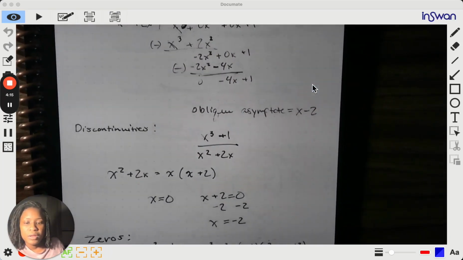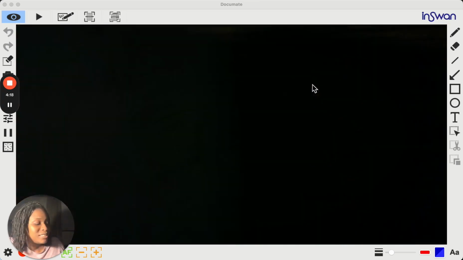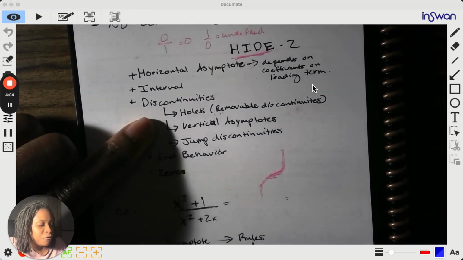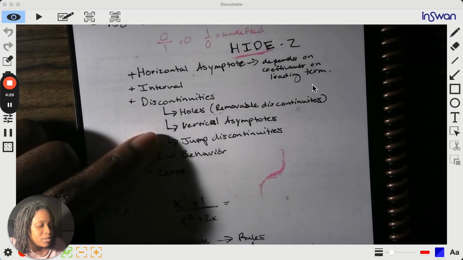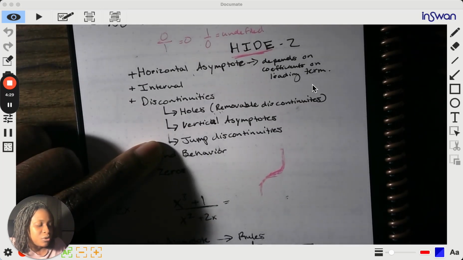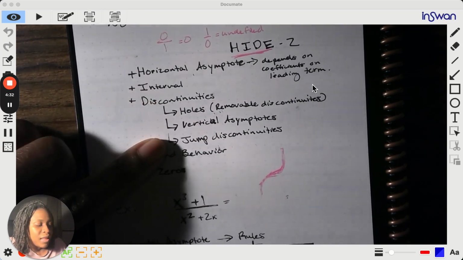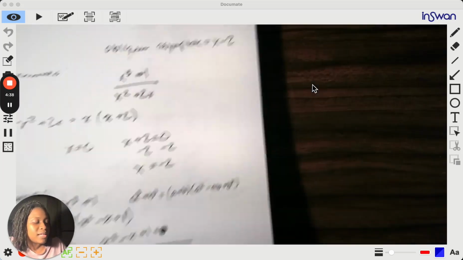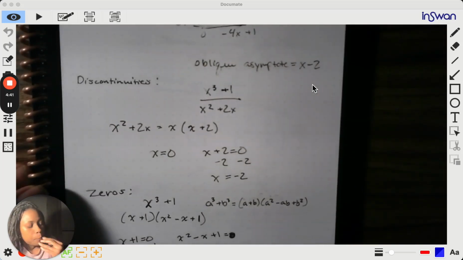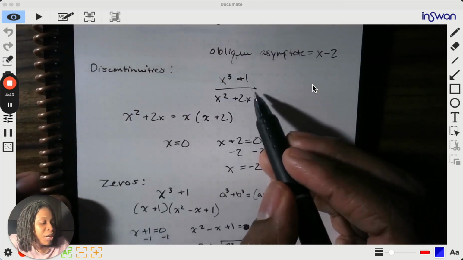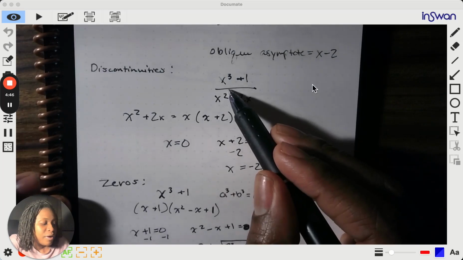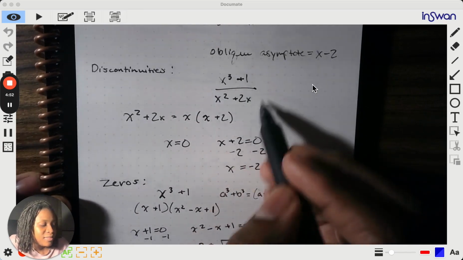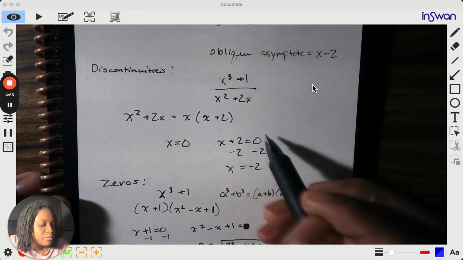All right. Now, looking for what are called our discontinuities. So HIDE Z, there are 3 things. We have to look for holes, removable discontinuities, vertical asymptotes, and jump discontinuities. I don't have the first or the last one. There are no holes or jump discontinuities, but there is a vertical asymptote. How do I determine that? I take my equation in my denominator. Now down here, when I factor this out, I have x times x plus 2. I'm going to set both of these terms equal to 0.